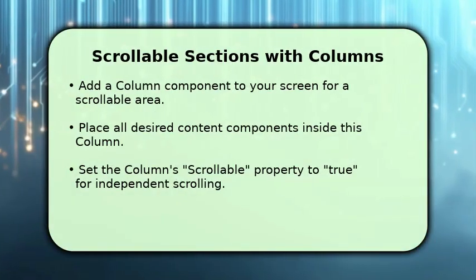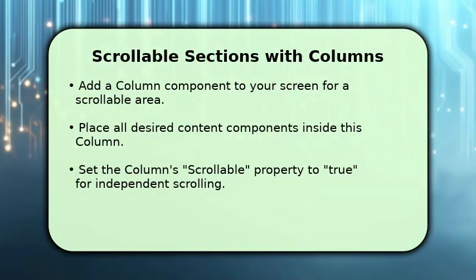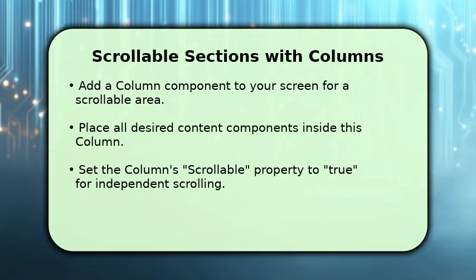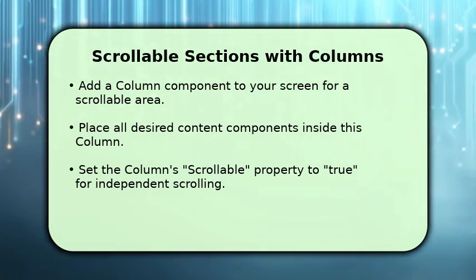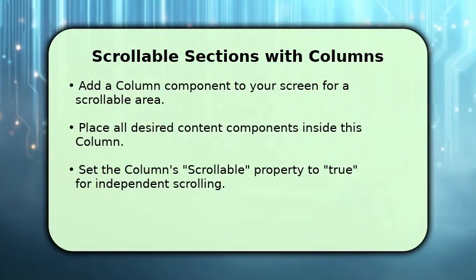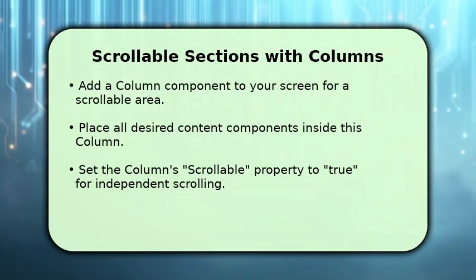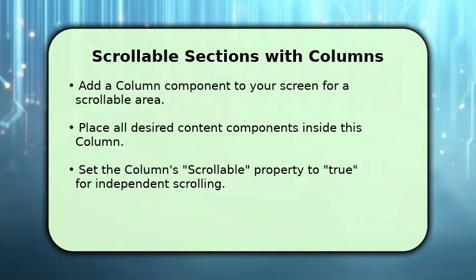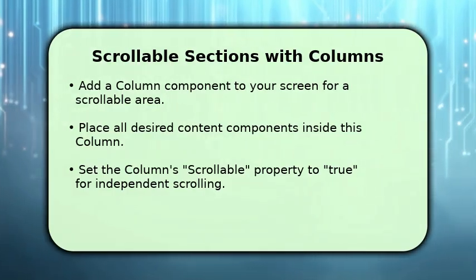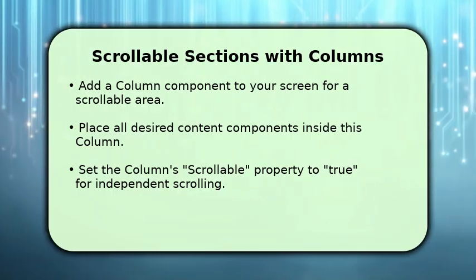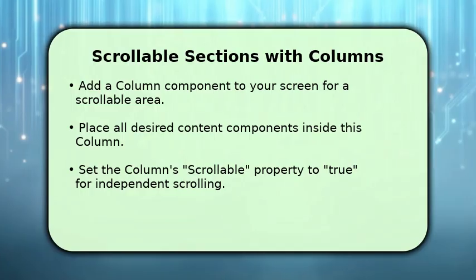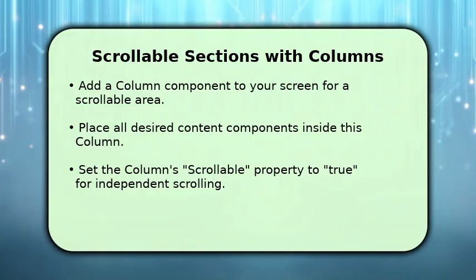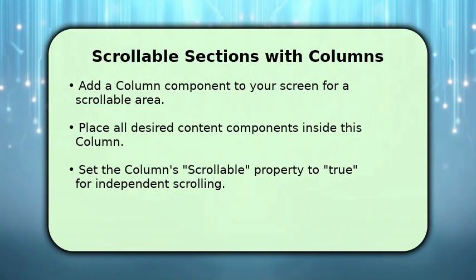For more granular control, you can create scrollable sections within a single screen. Start by dragging a column component onto your screen from the Components palette. Then, place all the elements you want to be scrollable, such as images or text, directly inside this new column. Finally, select the column component itself and find its scrollable property in the Properties panel, setting it to True to enable scrolling within that specific section.